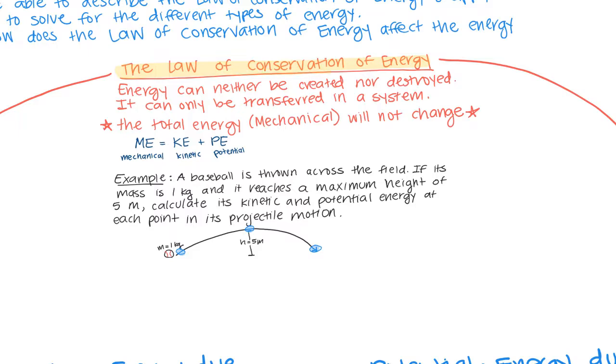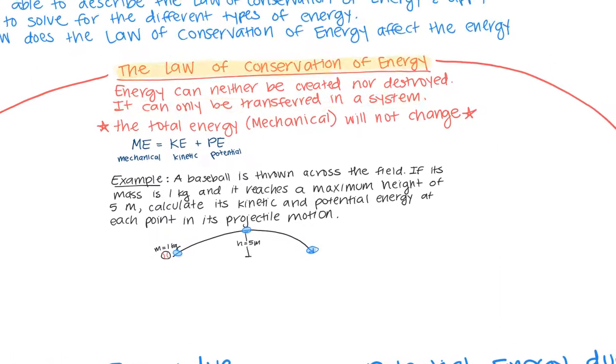It states that energy can neither be created nor destroyed. It can only be transferred in a system. So another key thing to remember is that the total energy, the mechanical energy, will not change. So this allows us to have this equation here.